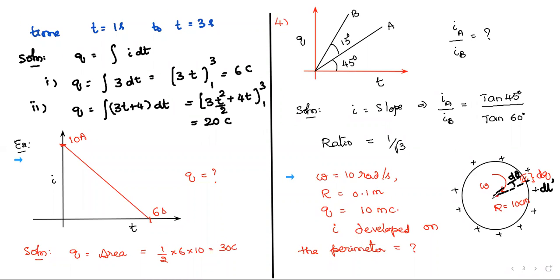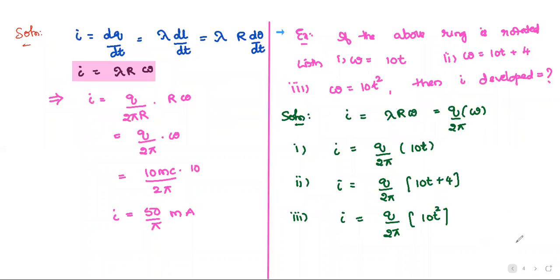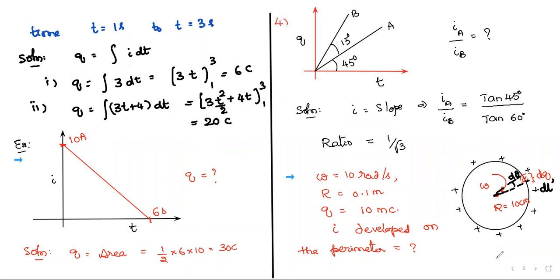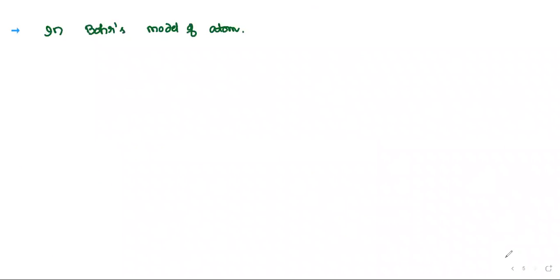The advantage in Bohr's model is that there is no need to take any variable omega, because the electrons revolve in circular orbits with constant angular velocity. I think you know it. So in Bohr's model of the hydrogen atom, find the current developed in the simple Bohr orbit.